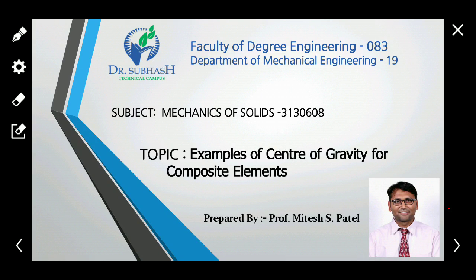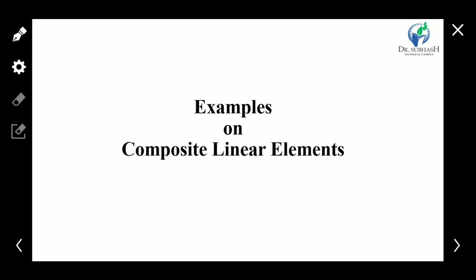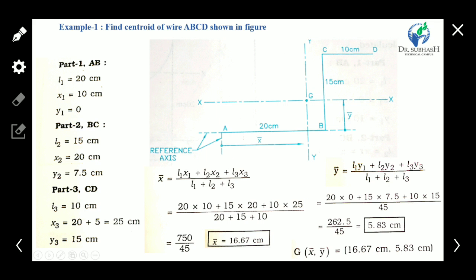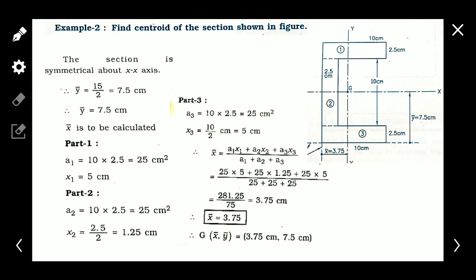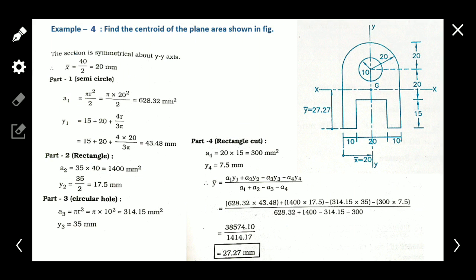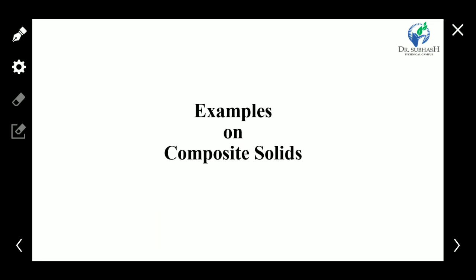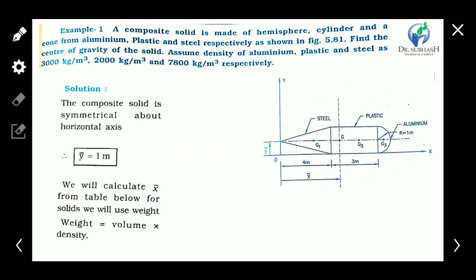Today's lecture topic is examples related to center of gravity. In the last two parts we solved examples related to linear elements, composite wire-type elements, and plane or area type elements, and found the center of gravity of those composite elements. Now in this part 3 of the video, we solve examples related to solids, or composite solids. So in this lecture we find the center of gravity for a composite solid. Clear? Let's start to solve the examples of solids.